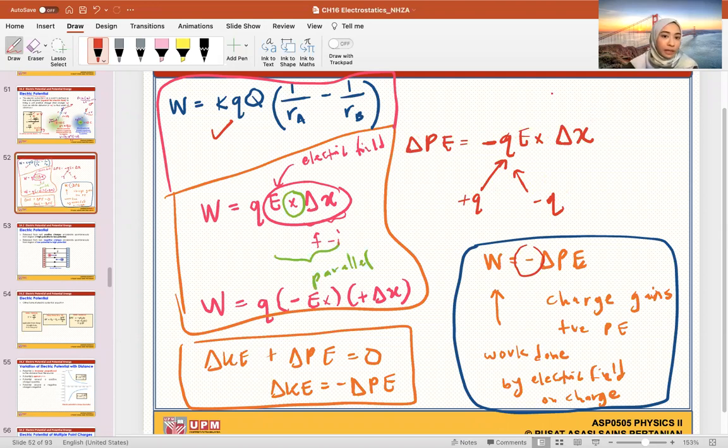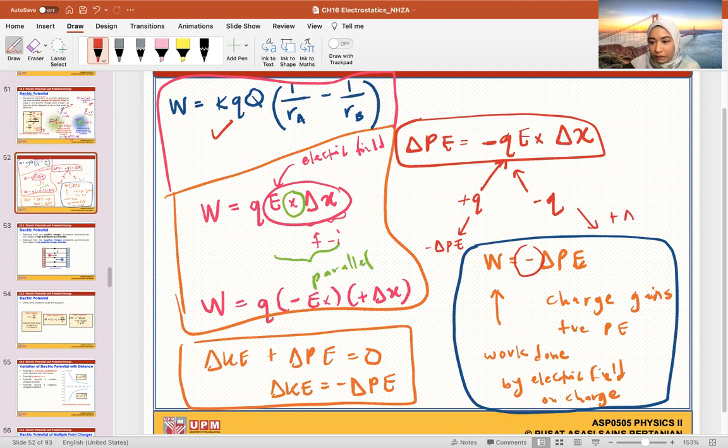Okay, so just put the value of charge into the equation. Just use it as it is. This is the basic equation, and it applies for both positive and negative charges. If it is a negative charge, it will become positive. Let me write that here. So this will become negative PE. We assume Ex and delta x are positive. And this will become positive delta PE, with the assumption Ex and delta x are positive.